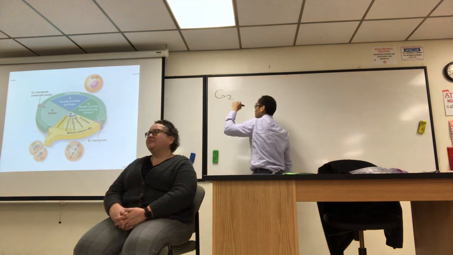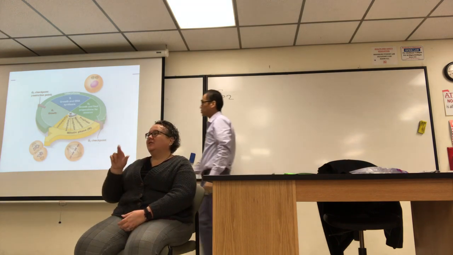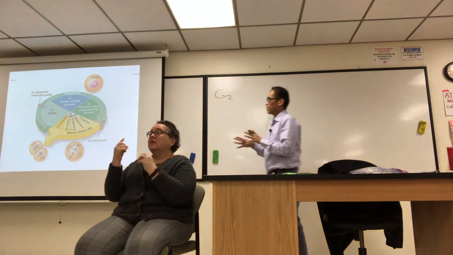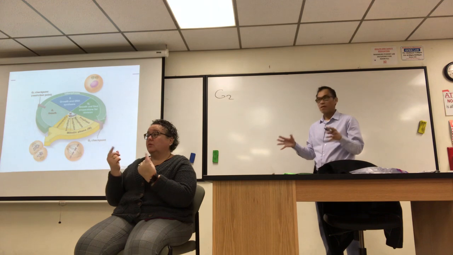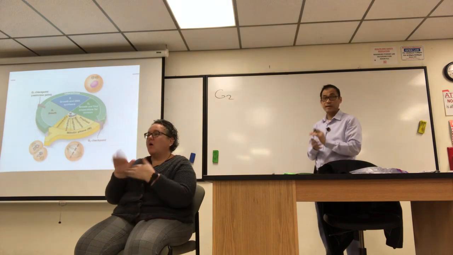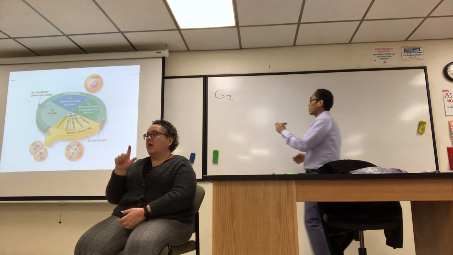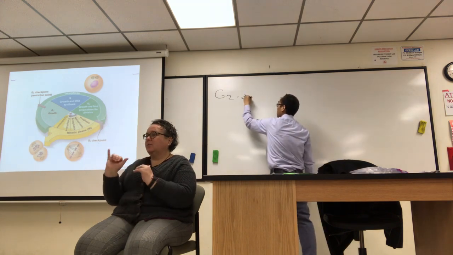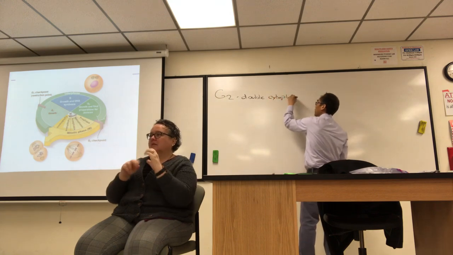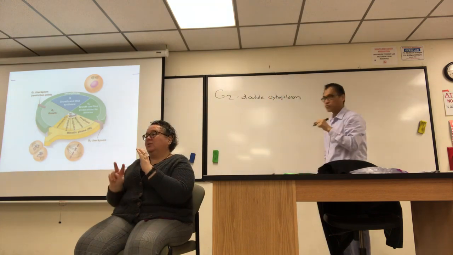Still on interphase, G2, let's read what happens. Growth and final preparations for division, okay? So what I want you to know, you're just doubling everything else. All the organelles and the cytoplasm, that all doubles and replicates, because that'll be divided equally too. I'll just say double cytoplasm. In particular, you double the centrioles.